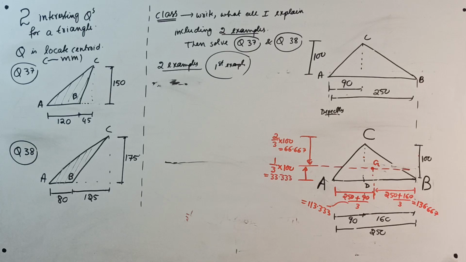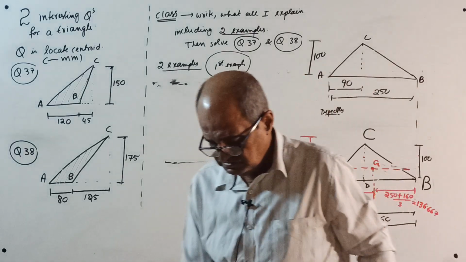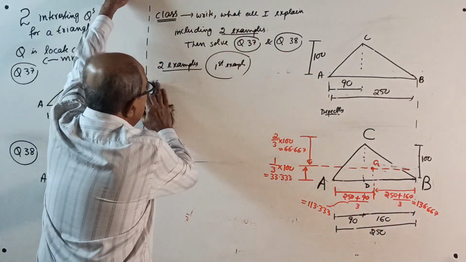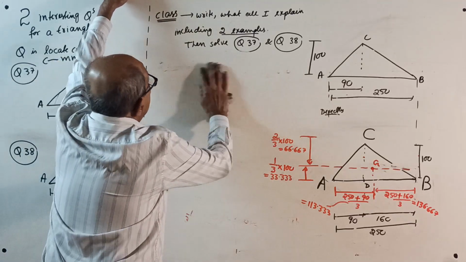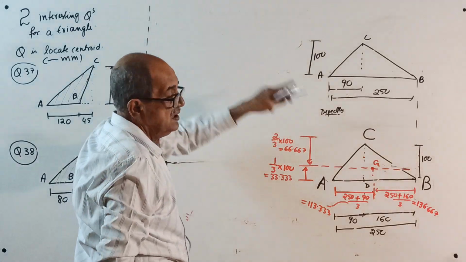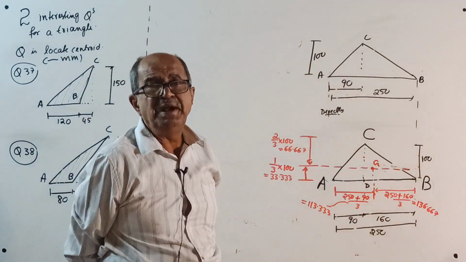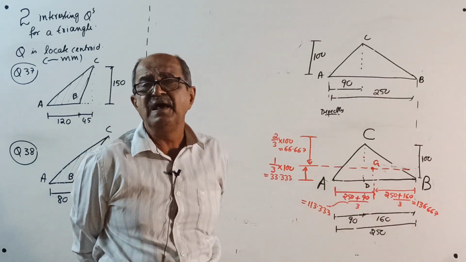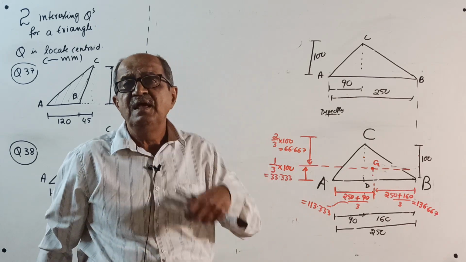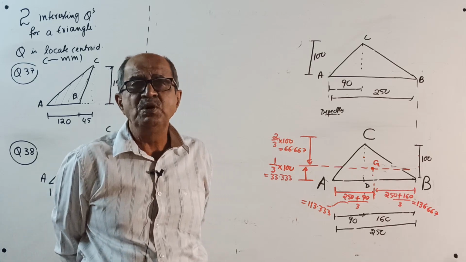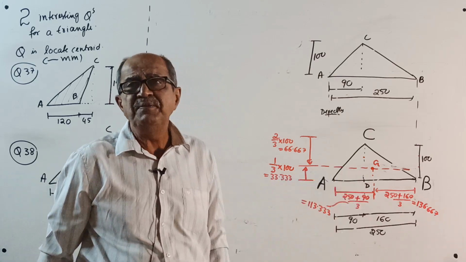Now, do one thing. Make a note for this question. Okay, I will remove everything now. You make a note. We located centroid completely. How? Even though it is not a right angle triangle, also not an isosceles triangle, it's a triangle in general, we are able to locate centroid without any difficulty.